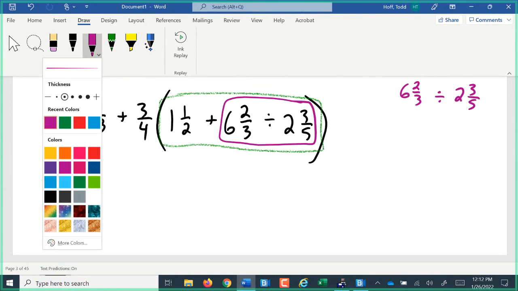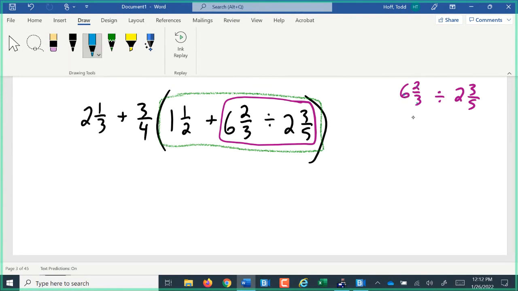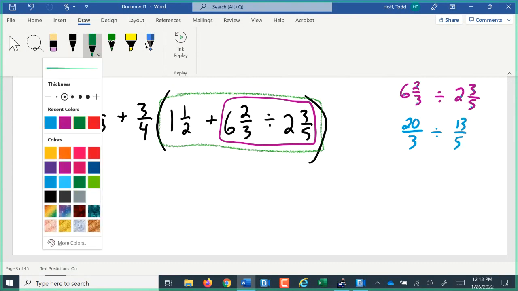Improper for both of them. 6 times 3 is 18, plus 2 is 20/3. Divided by 2 times 5 is 10, plus 3 is 13/5. Now it's still division, so I can't cross cancel yet.